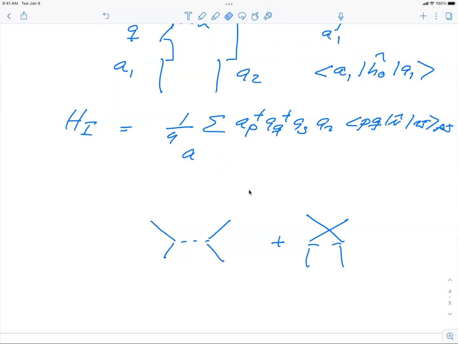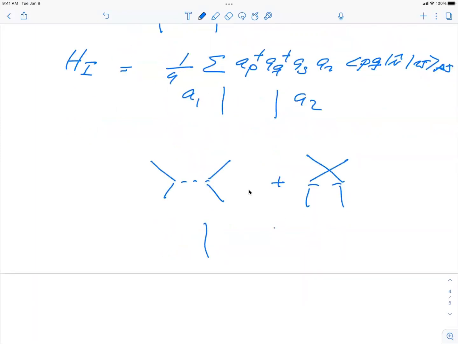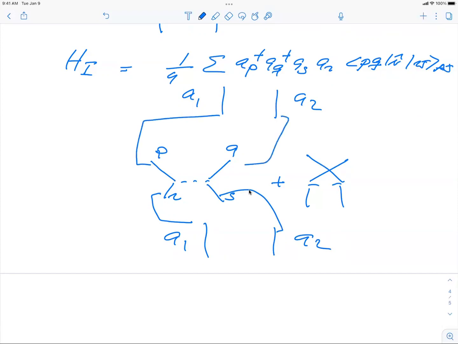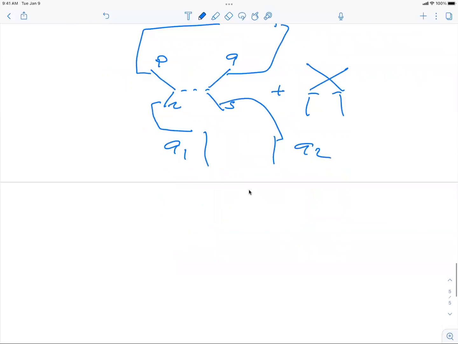So let's just take away the lines here. So we would have a state A1, and then a state A2 coming in, and then a state A1 and A2 here. And then we can perform contraction. So we could take a contraction here. So we would have P, Q, and then we had R, S here. And we can perform the contraction with this one. And then we can contract this with that, and this with that one. And we can do the similar thing with the exchange term. So what we got then would be something like this.